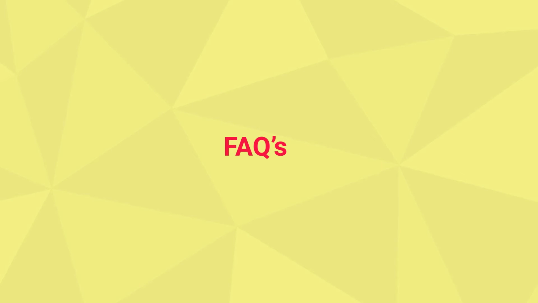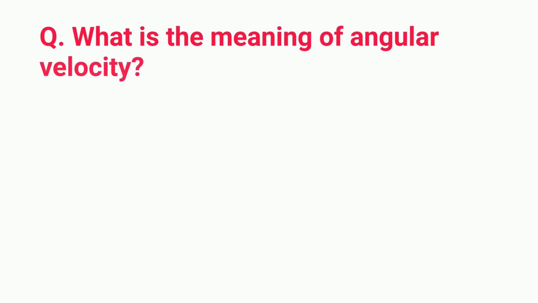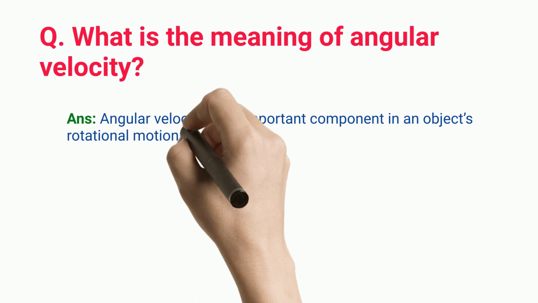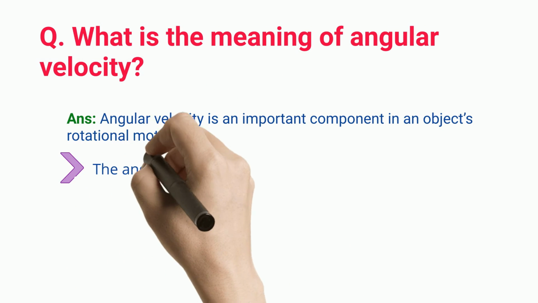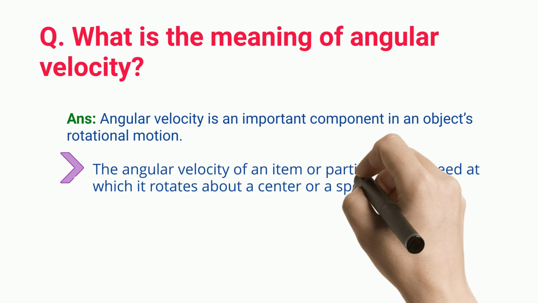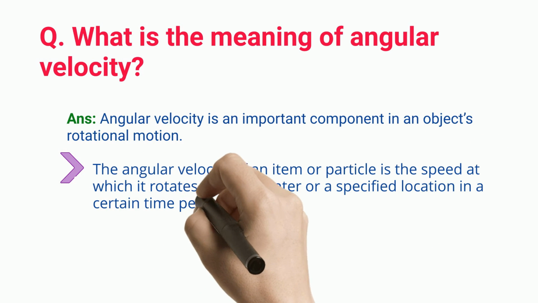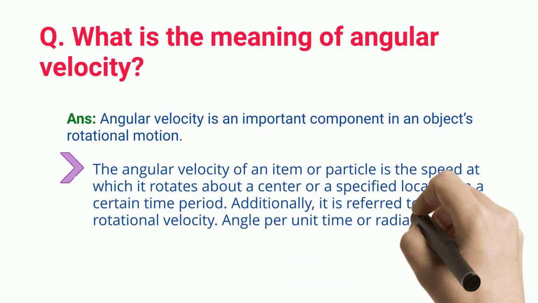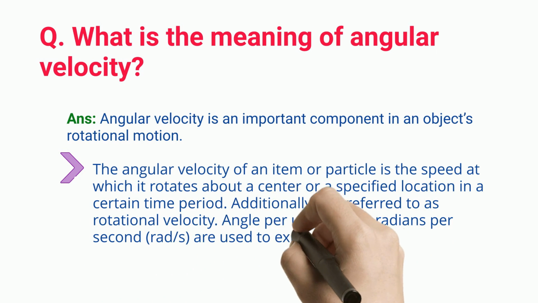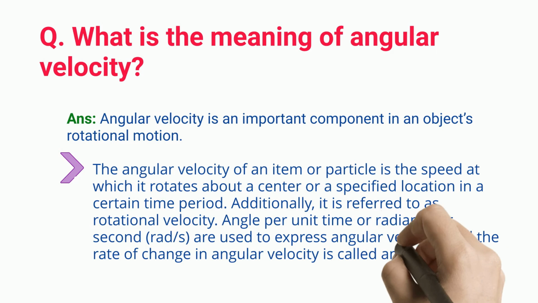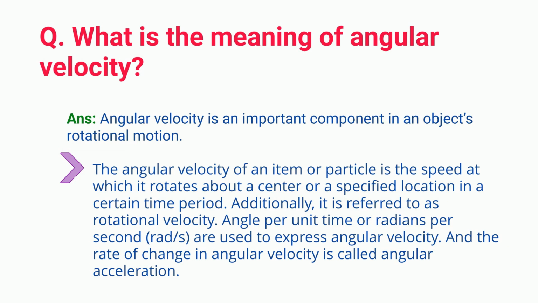FAQs. Q. What is the meaning of angular velocity? ANS. Angular velocity is an important component in an object's rotational motion. The angular velocity of an item or particle is the speed at which it rotates about a center or a specified location in a certain time period. Additionally, it is referred to as rotational velocity. Angle per unit time or radians per second, rad/s, are used to express angular velocity. And the rate of change in angular velocity is called angular acceleration.